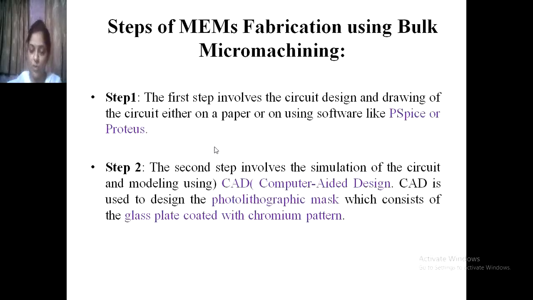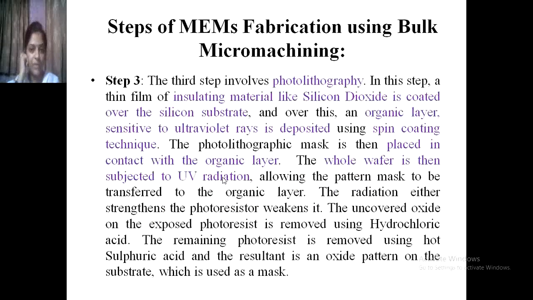So maybe it is computer aided design or a photolithography mask, which consists of a glass plate coated with a chromium pattern. So that is computer aided design. The photolithography mask consists of a glass plate coated with the chromium pattern. In step number 3, the third step involves photolithography. In this step, a thin film of insulating material like silicon dioxide is coated over the silicon substrate.